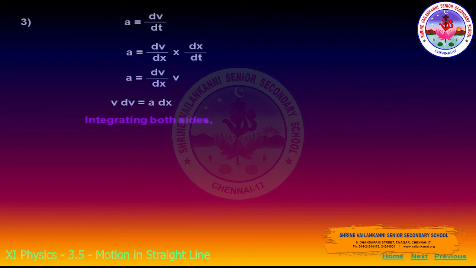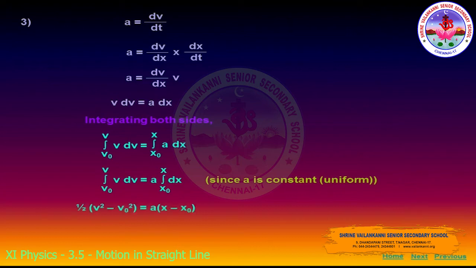Then integrating both sides, we will get integration from v naught to v of v dv is equal to integration from x naught to x of a dx. So here, as usual, you know that. We are applying the limits, and we get half into v square minus v naught square, which is equal to a into x minus x naught, right? So here we rearrange this formula: v square minus v naught square, that means final velocity minus initial velocity.